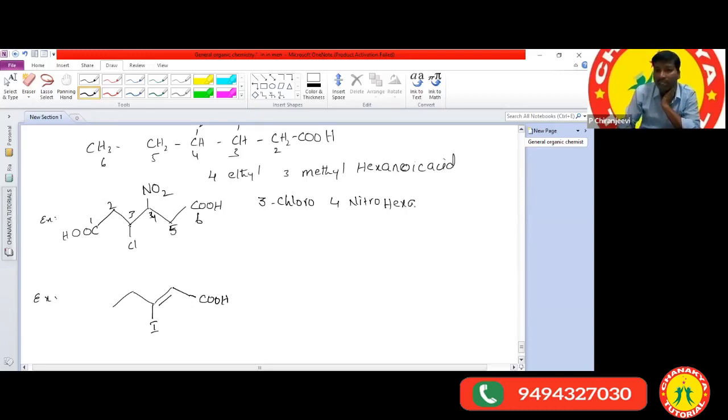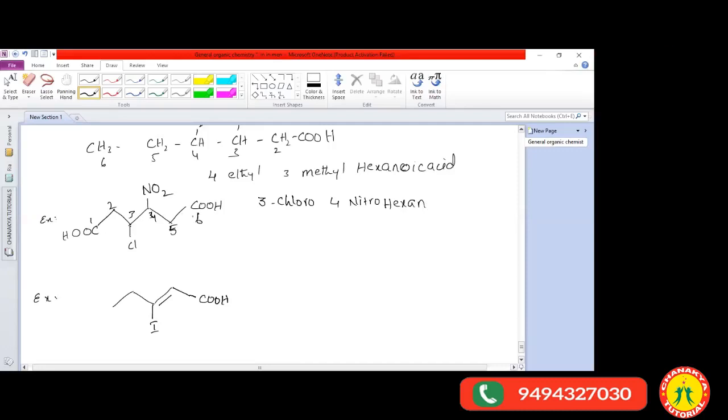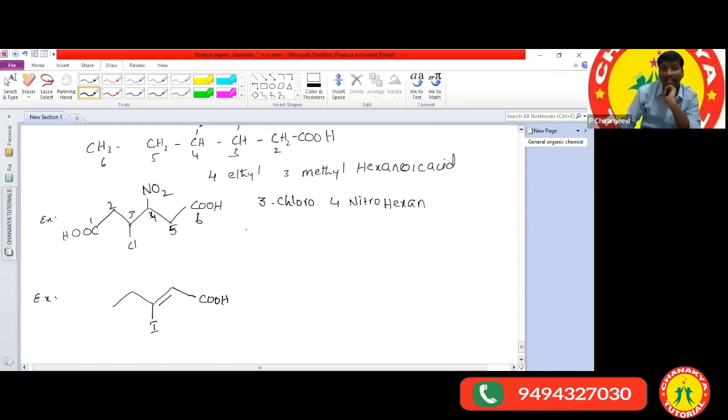Okay, the given compound is saturated. But how many carboxylic acids are there in this one? 2. What is the position of the carboxylic acids? 1,6. Very good, ma'am. So 1,6-dioic acid. So all of you got the clarity?